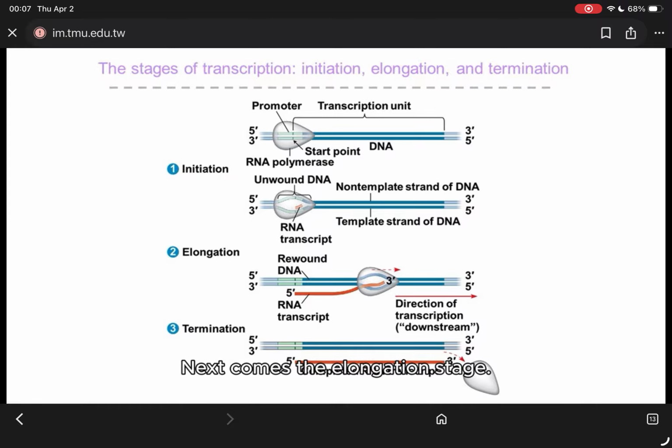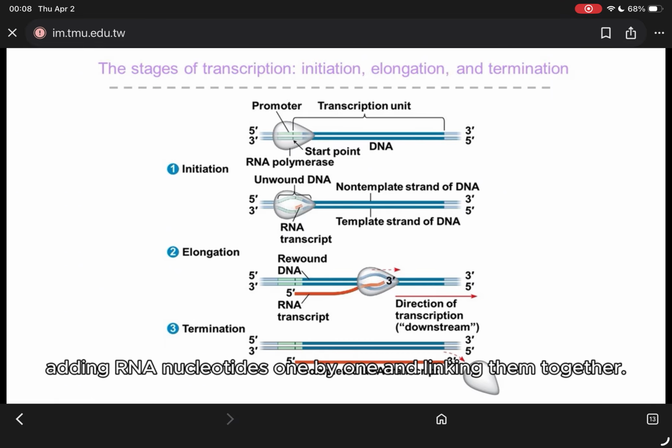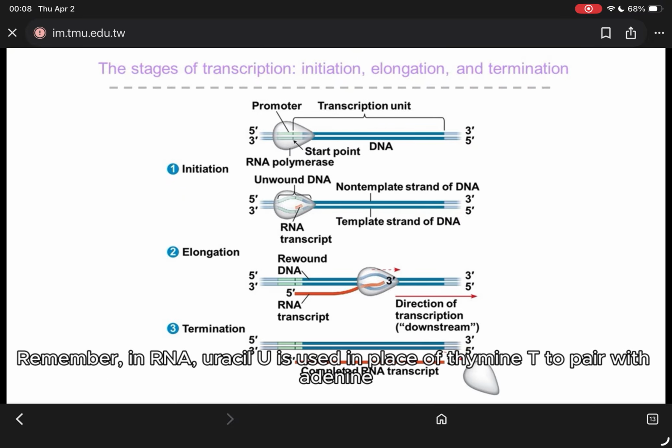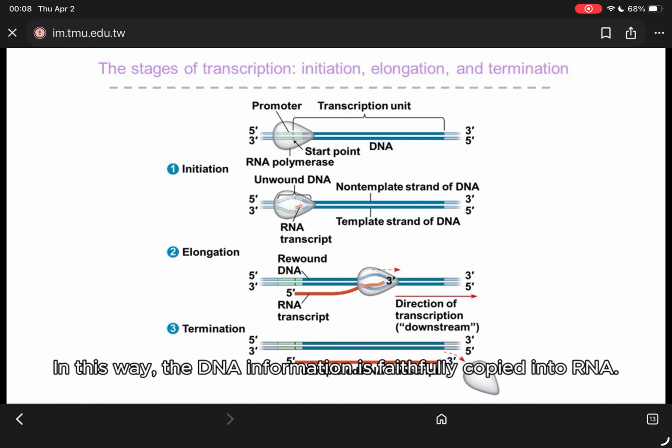Next comes the elongation stage. Here, RNA polymerase begins moving along the DNA template strand, adding RNA nucleotides one by one and linking them together. Remember, in RNA, uracil (U) is used in place of thymine (T) to pair with adenine (A). So the RNA chain grows as the polymerase advances, much like a typewriter moving forward while continuously typing out the message. In this way, the DNA information is faithfully copied into RNA.